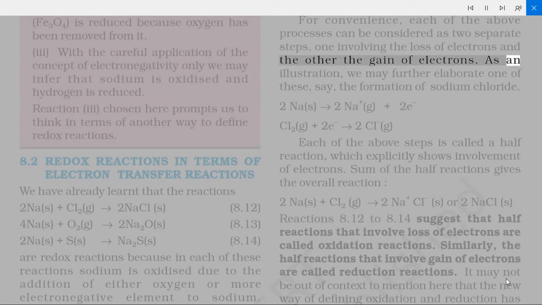As an illustration, we may further elaborate one of these, say, the formation of sodium chloride: 2Na(s) → 2Na+(g) + 2e−, Cl2(g) + 2e− → 2Cl−(g). Each of the above steps is called a half reaction, which explicitly shows involvement of electrons. The sum of the half reactions gives the overall reaction: 2Na(s) + Cl2(g) → 2Na+Cl−(s) or 2NaCl(s).